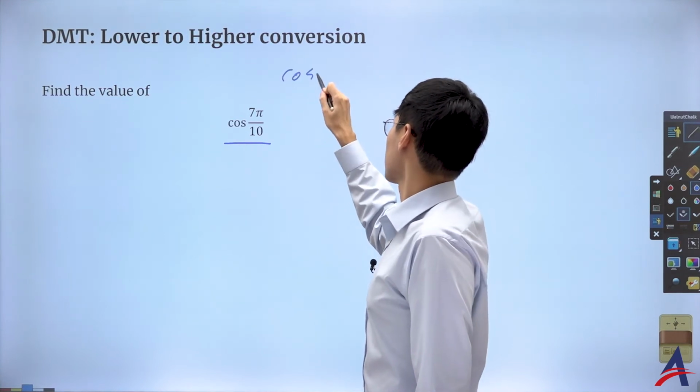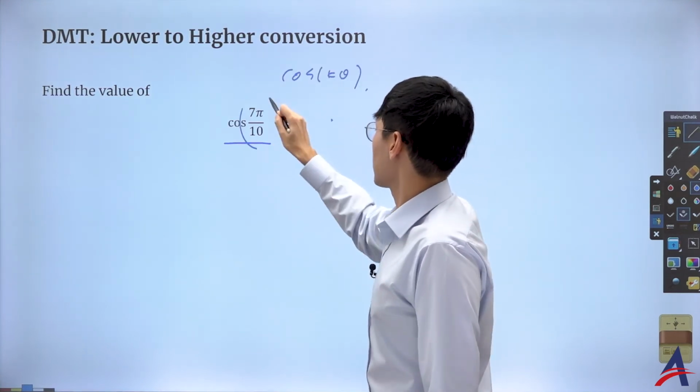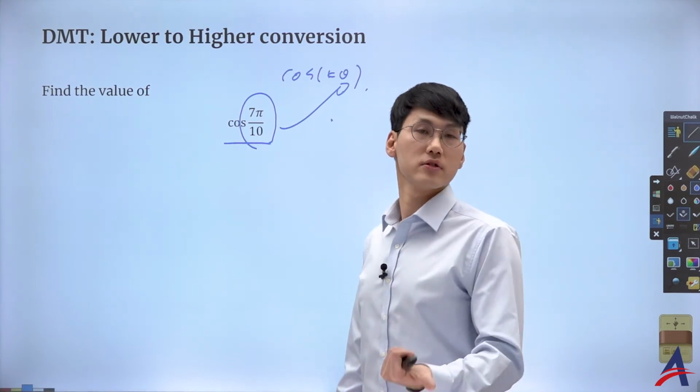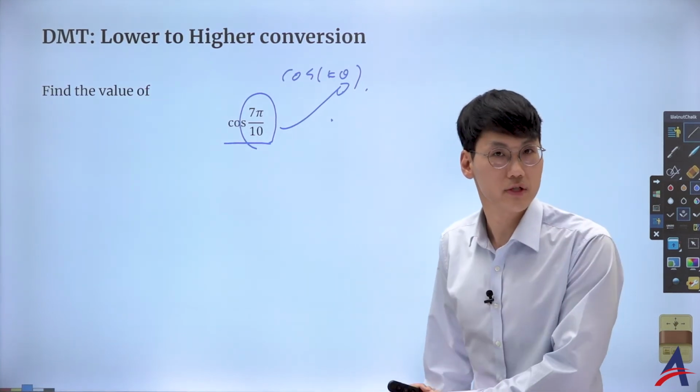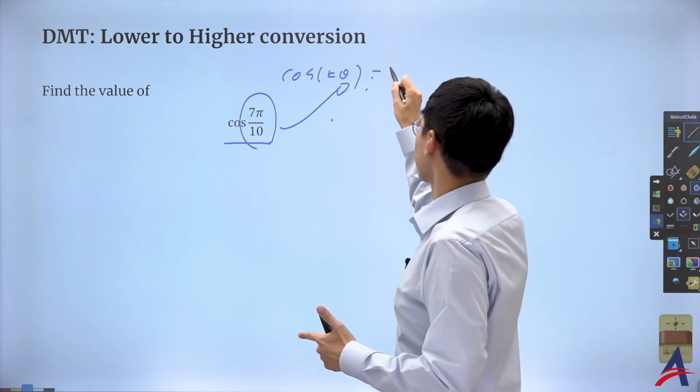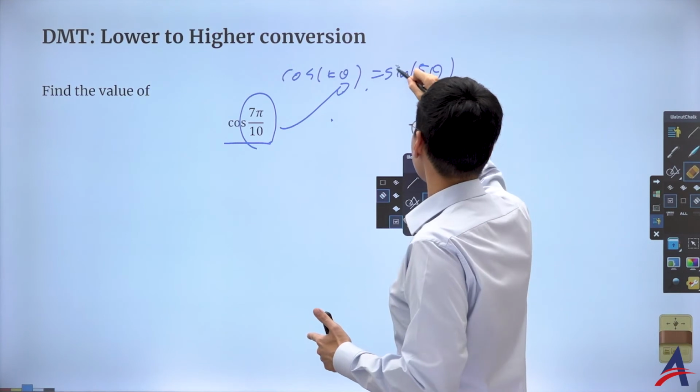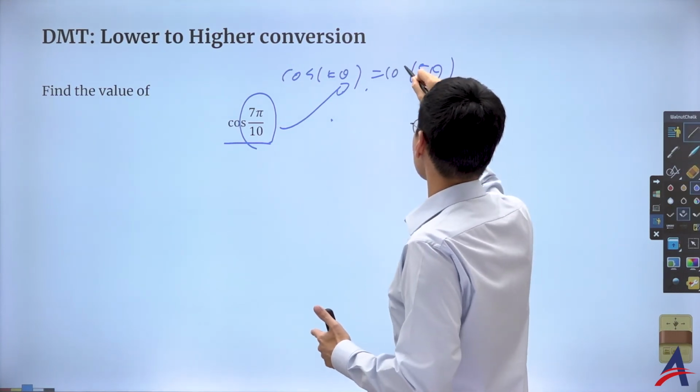What multiple would you like to choose so that if you put theta to be 7 pi over 10, that will make it 0? Well, you know that the cosine is 0 if it's pi over 2 plus k pi. So I know I'm going to actually choose 5 theta, because that will make the cosine 0, and that's a nice equation to start with.